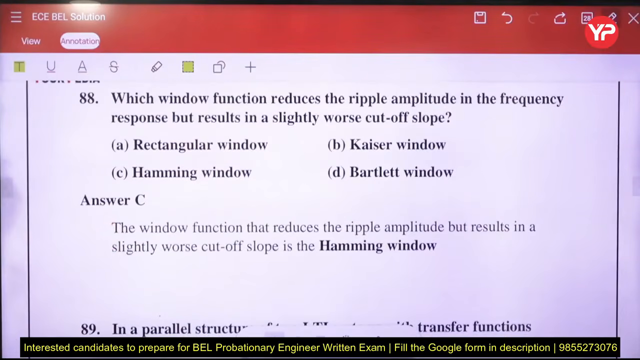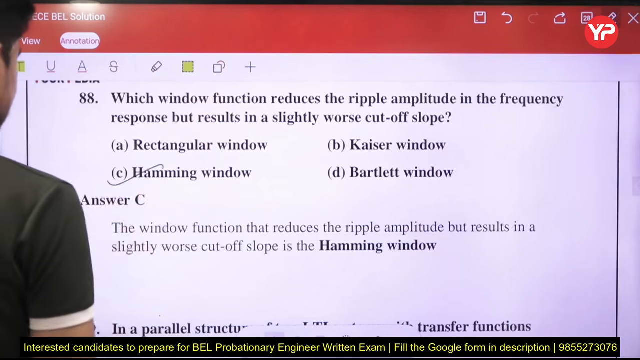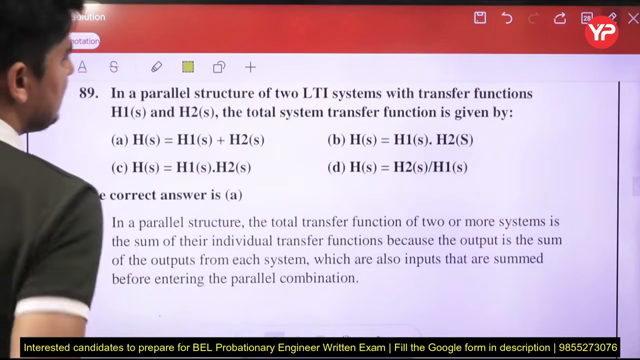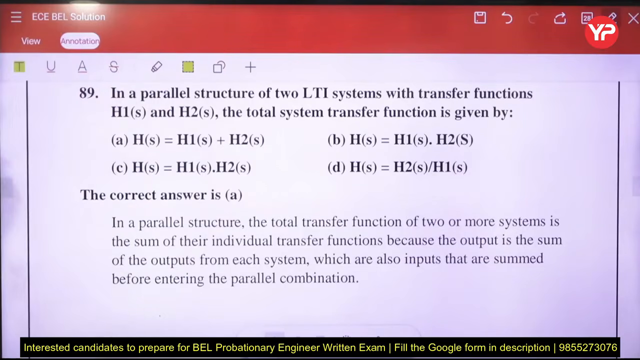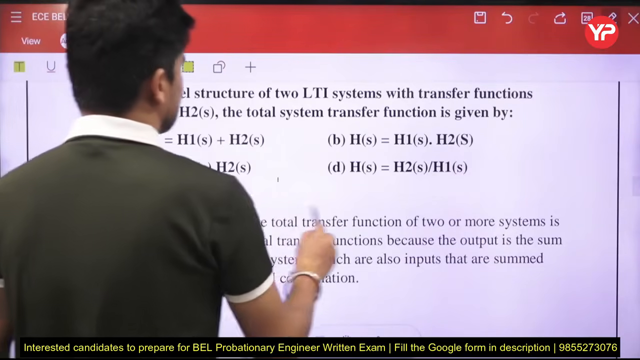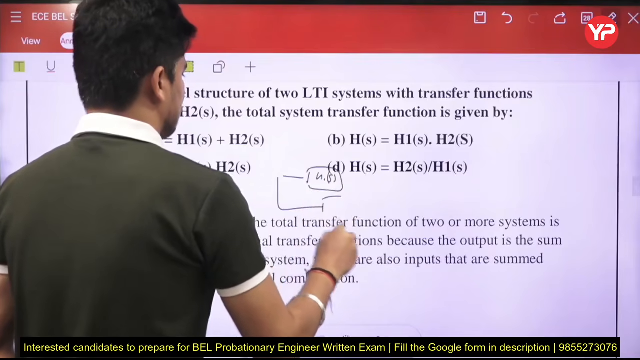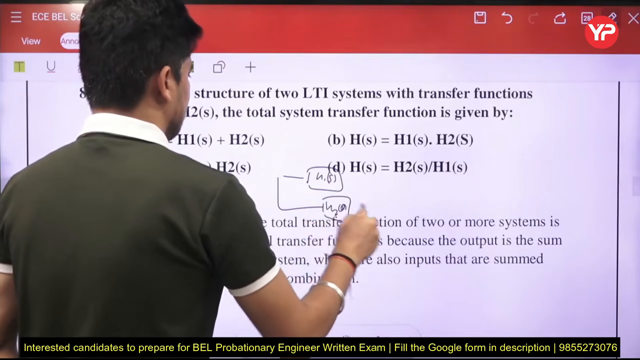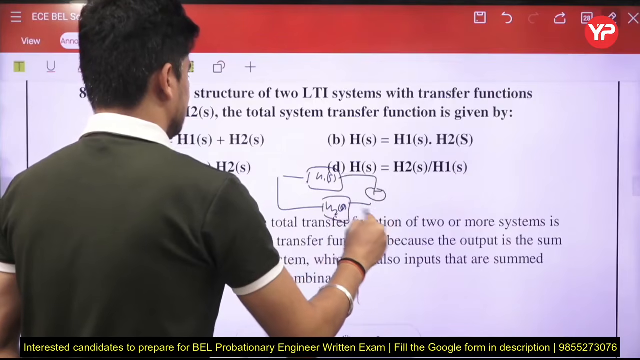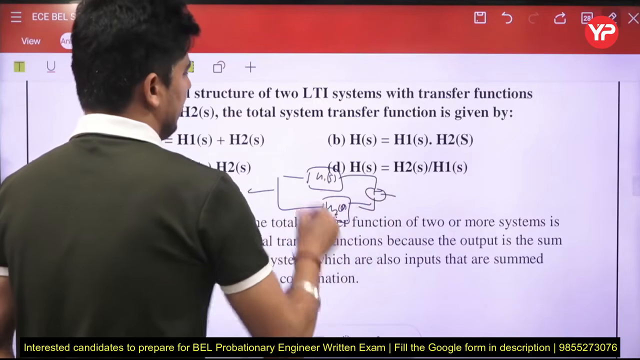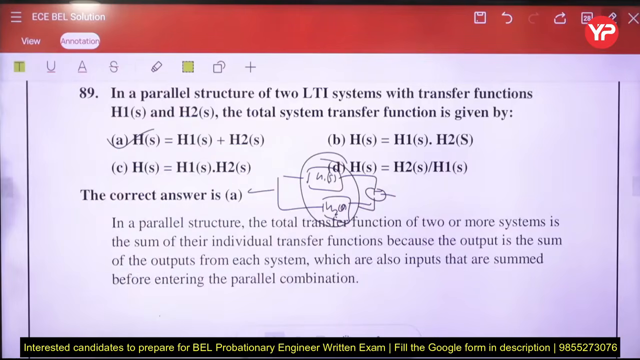Which window function reduces the ripple amplitude in the frequency response but results in slightly worse cutoff sharpness? That is Hamming window. In a parallel structure of LTI systems having transfer functions H1(s), H2(s), whenever you are having a parallel system like this, we are having H1(s) and H2(s) here, plus, so they will be added together. So that will be H1(s) plus H2(s).